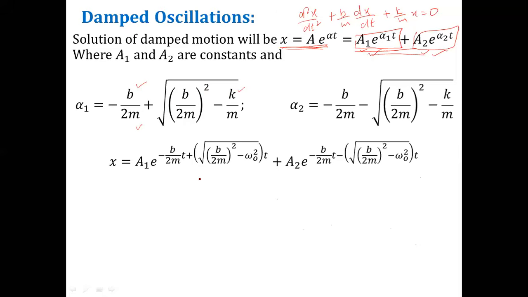Plug in the value of alpha 1 and alpha 2 in this equation here, right? a1 e raised to power minus b upon 2m t. You have to multiply alpha 1 by t. So I'm taking that out, plus within the brackets, I'm taking this whole term and I'm multiplying this also by t. This is your alpha 1 t, which was your solution. Similarly, for alpha 2 t, this would be your solution. And I can take this in the brackets and multiply it by t. This is what has been done here.